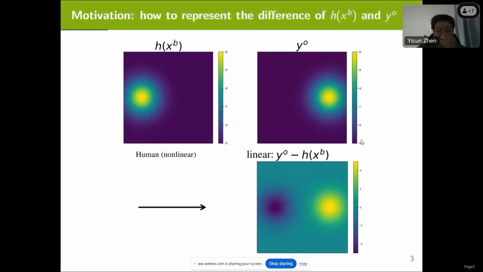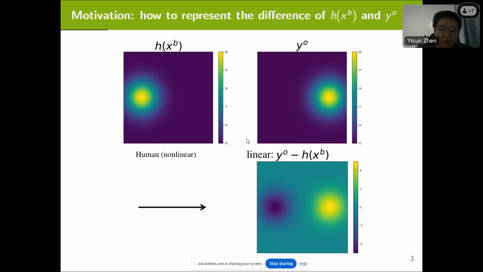Okay, let's look at another example. Suppose this is our background estimate, the upper left panel. The upper right panel is the observed state. So how do we present the difference? We are human beings, and at first glance, obviously, the difference is just a displacement, a shift of positions. But in our algorithm, the difference is represented by this, Y^o minus HX^b, so it's this linear difference. So again, this is a simple example to illustrate that there might be some deficiency in current linear algorithms when the physics state has obvious physical features.